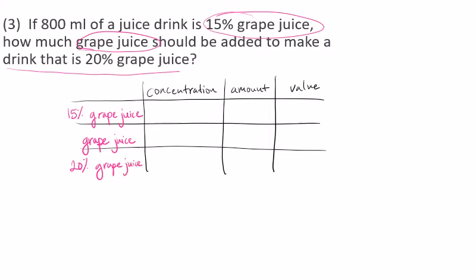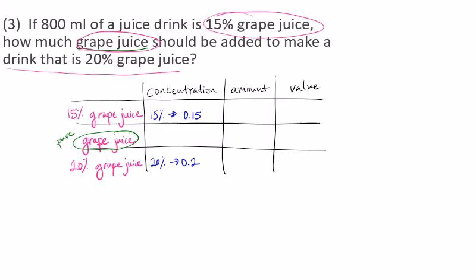Okay, so let's put in the concentration. This is pretty obvious for the most part in terms of the first row and the last row, right? This is 15%, and so we're going to convert that to 0.15. And then for the 20%, that is going to be 0.2 or 0.20. All right, so now here's the question. Here we have grape juice, right? They don't tell us what concentration grape juice is. They just tell us grape juice. So we know that this is pure grape juice, right? They're talking about straight up grape juice.